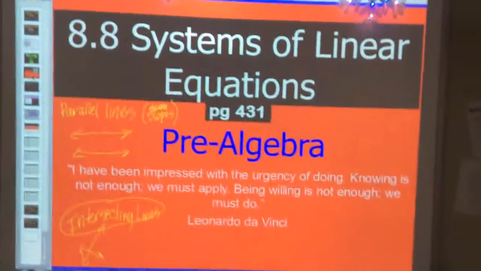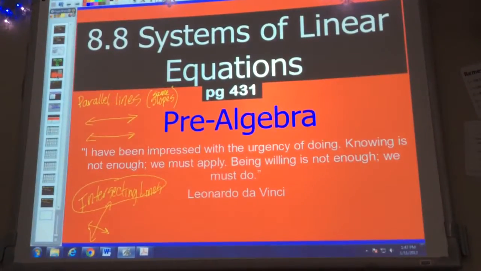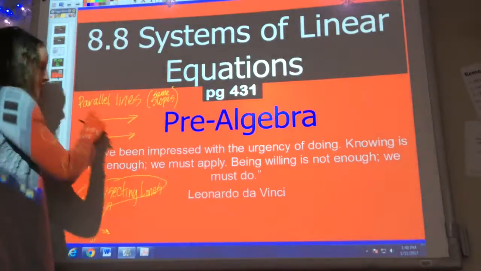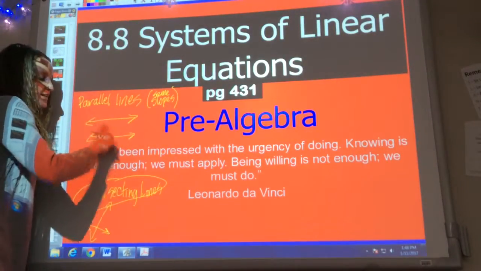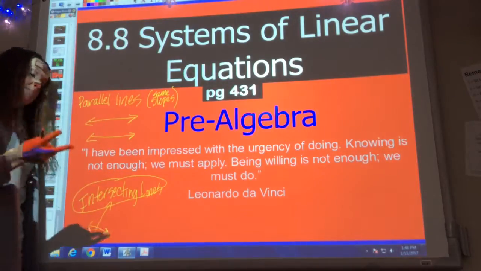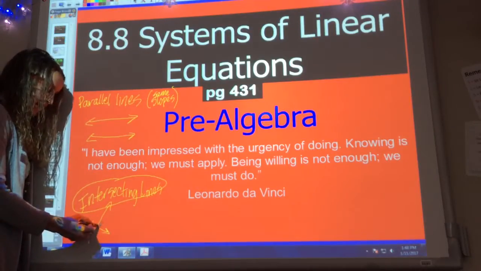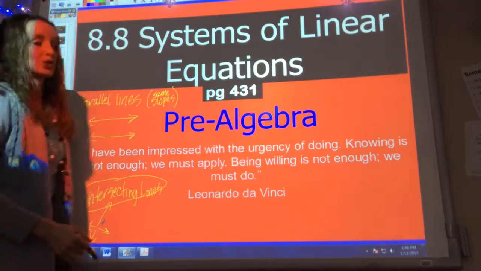Welcome to 8.8. Today we are solving systems of equations, and the cool thing about solving systems of equations is it helps us review chapter 8 without even knowing it. A quick little review again. Parallel lines are lines that never intersect, but then a second type of lines, they intersect. And where they intersect, that is what we're going to call today a solution.